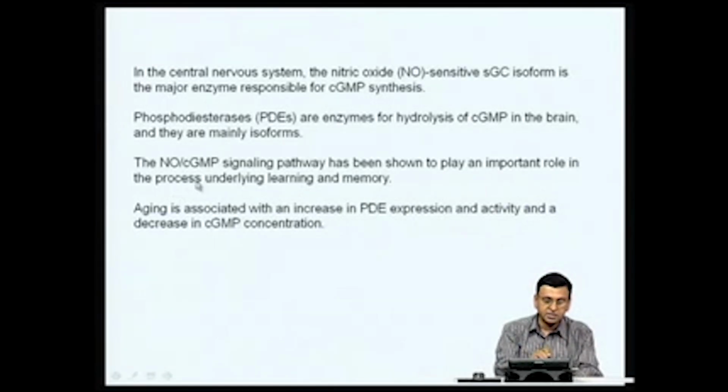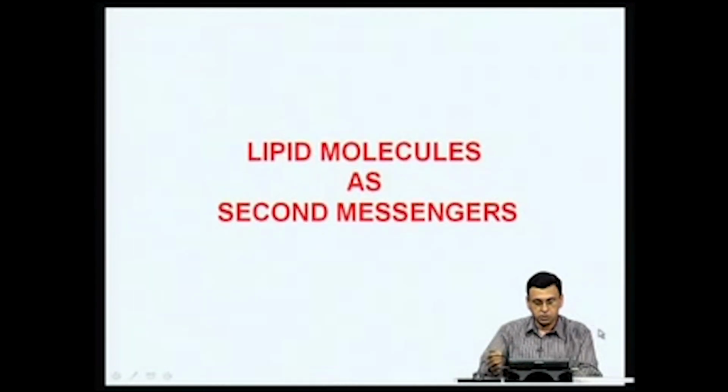The nitric oxide cGMP signaling pathway has been shown to play a very important role in the processes underlying learning and memory, and some of these things also involve activation or repression of specific genes. Similarly, aging is associated with an increase in phosphodiesterase expression and activity, and as a result a decrease in the cGMP concentration. So, in the nervous system cGMP plays a very important role in activating a number of physiological processes, and especially the soluble guanylate cyclase plays a very important role.